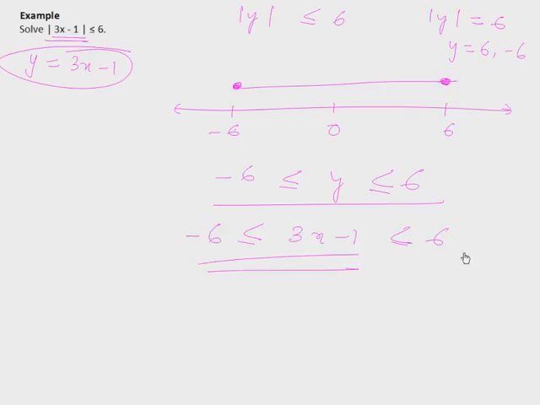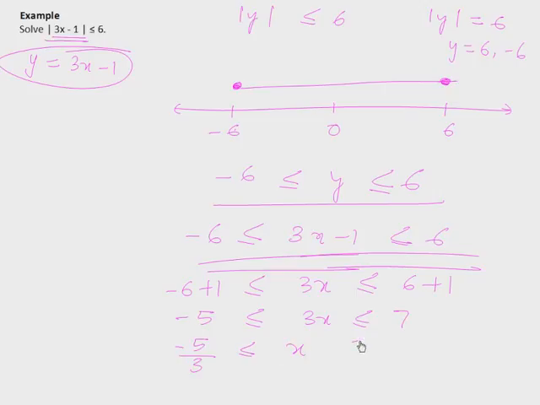I solve each inequality separately. But I can also do it in place. So I add 1 to all sides. So I get minus 6 plus 1 is less than equal to 3x is less than equal to 6 plus 1. Which becomes minus 5 is less than equal to 3x is less than equal to 7. And then I divide everything by 3. No inequality switches because I'm dividing by a positive number. So I get minus 5 by 3 less than equal to x less than equal to 7 by 3. And I have my complete solution. So x must be between minus 5 by 3 and 7 by 3 to satisfy the given inequality.